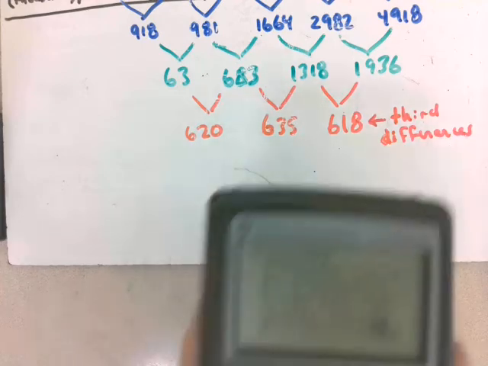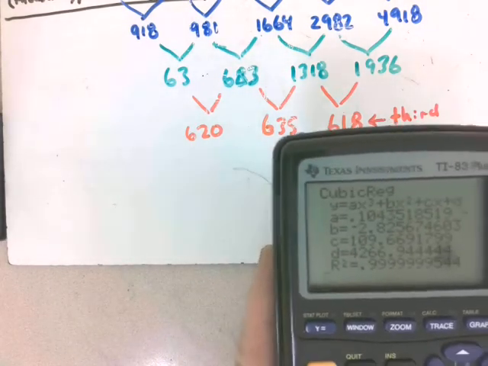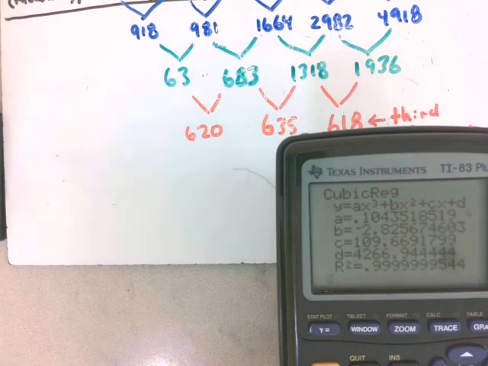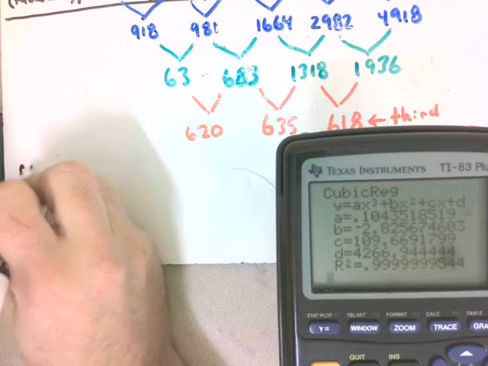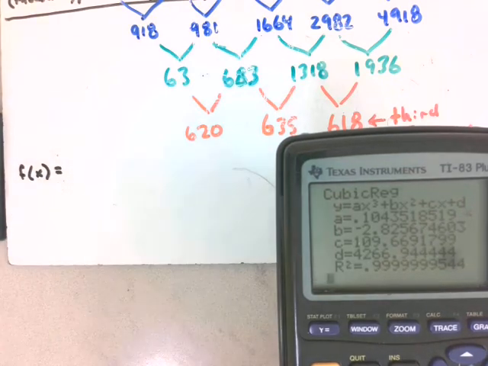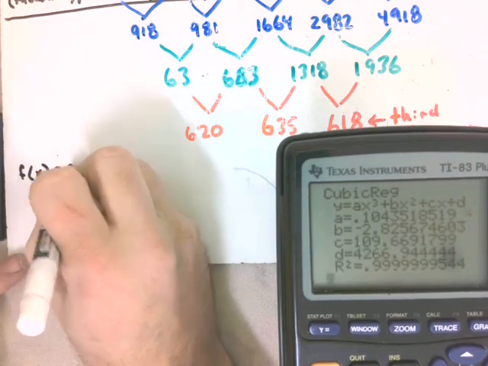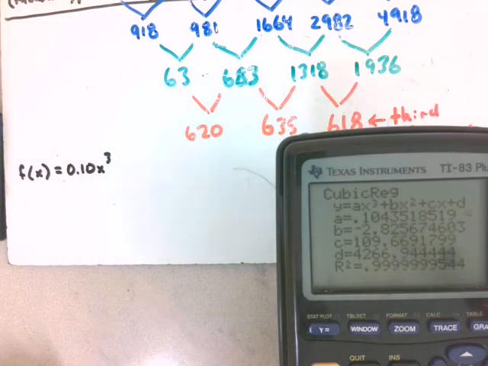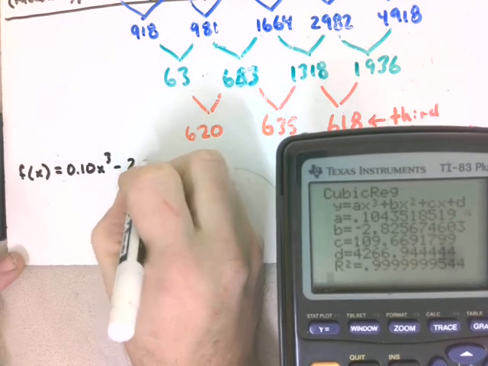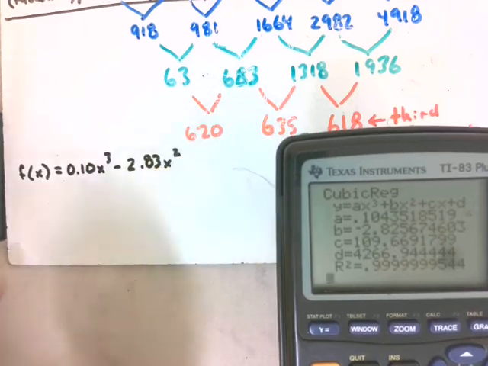So for us to come up with our equation for this, the calculator says y equals, but you can do y equals or f of x equals either way. I'm going to do f of x. And then the first term is an ax cubed, and I'm going to round a off to 2 decimal places, which is 0.10. So 0.10 x cubed. The next term is bx squared, and if I round b off to 2 decimal places, that's about a negative 2.83. So minus 2.83 x squared.